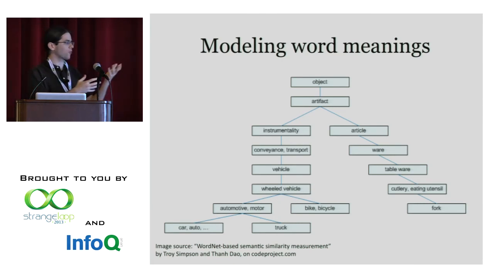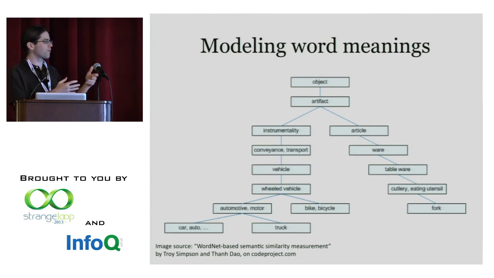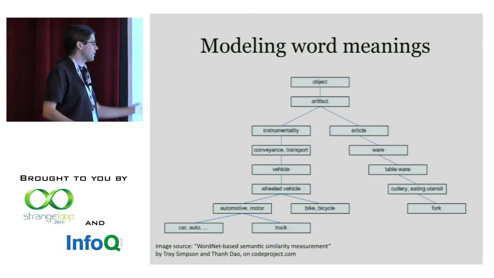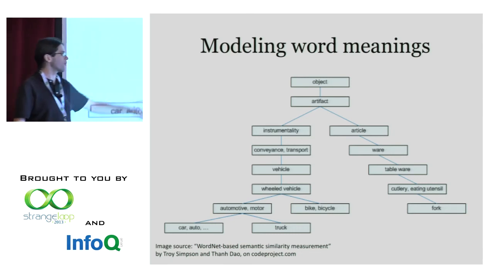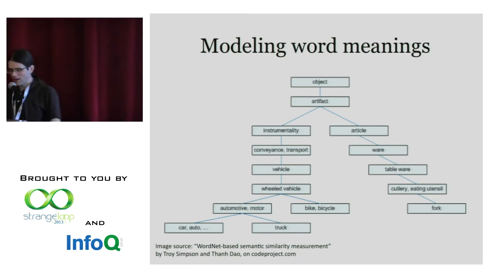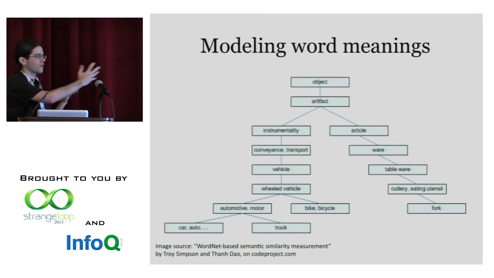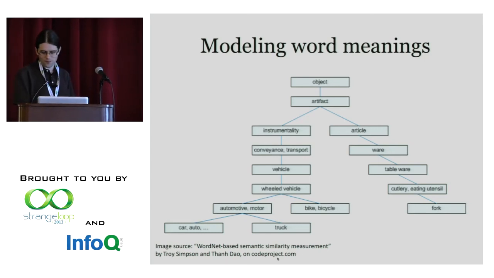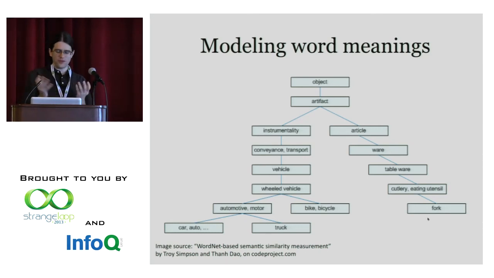So here we come back to WordNet. One thing WordNet can give you is this hierarchy of word meanings, where we have car and truck here, and these are similar meanings because they are both kinds of automotive, which itself is a kind of wheeled vehicle, and so on. NLTK can give you access to this information in WordNet. This is pretty useful. I find this doesn't quite go far enough.